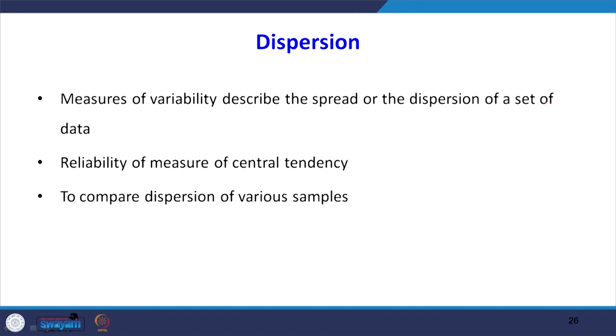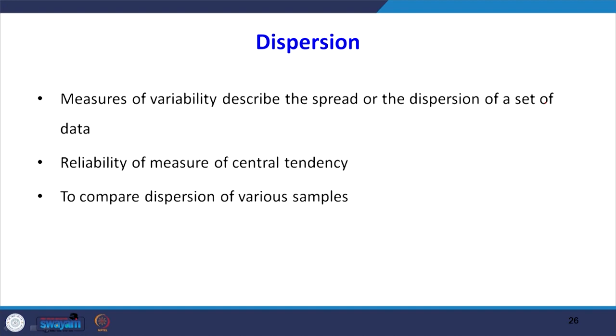So far we talked about the different central tendencies. Now we are going to measures of dispersion. Measures of variability describe the spread or the dispersion of a set of data. The reliability of a measure of central tendency is given by the dispersion, because many times the central tendency will mislead people. So the reliability of that central tendency is identified by its corresponding dispersion. It is used to compare the dispersion of various samples.